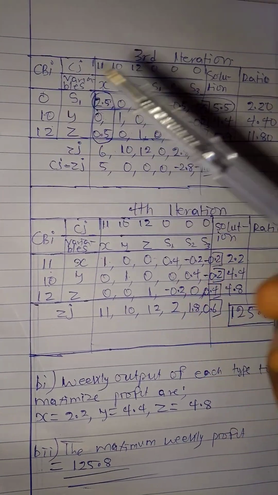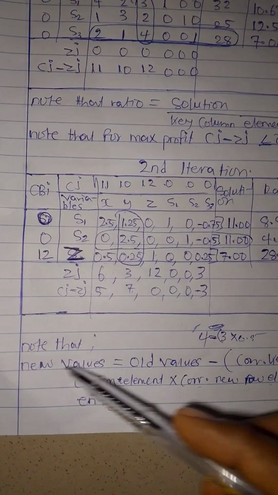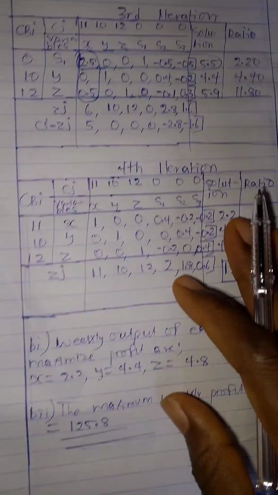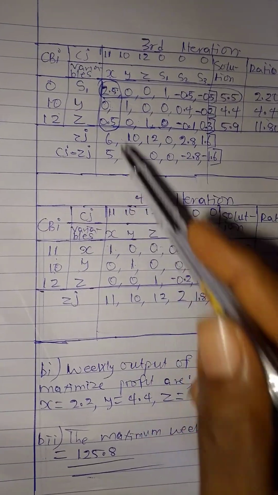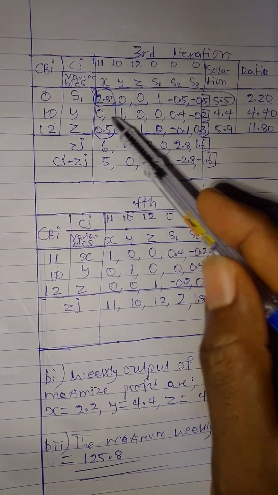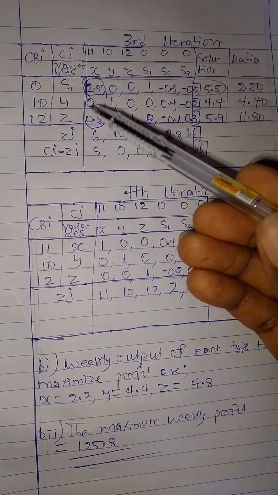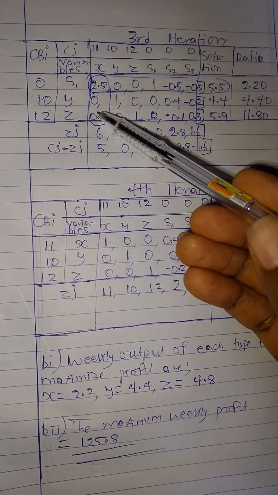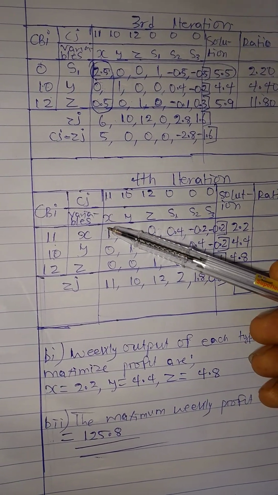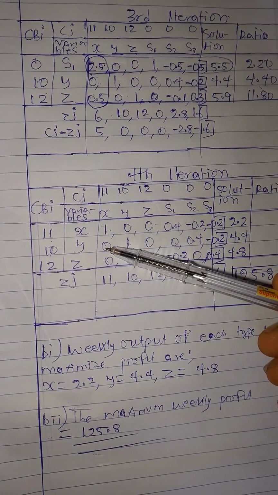How do I get the values for y and z? By using the same formula, which says that the new value is equal to the old value minus the corresponding key column element times the corresponding key new row element. So for y here, the old value is 0, so that becomes the old value minus the corresponding key column element, which is 0, times the corresponding new row element, which is 1. From this new row we got 1. If you do it, my answer here will become 0.